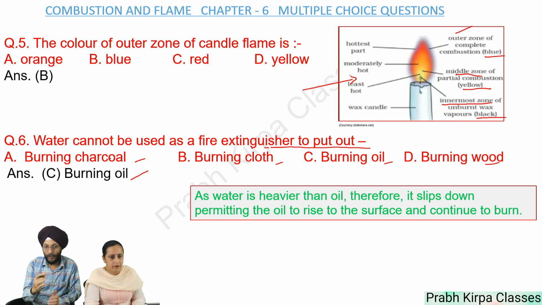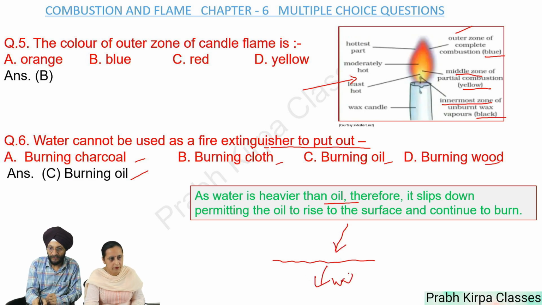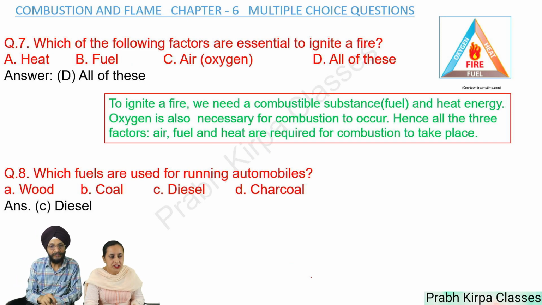But wherever oil is burning, we do not use water because water is heavier than oil. Suppose here it is oil and you put water. Water will come below. Water will come down. This is oil. Water will come down and the oil will remain as it is. It will come on the upper side of the water. So when the water comes down below the oil, it will have no effect on the fire and the oil will continue to burn. Question number 7.